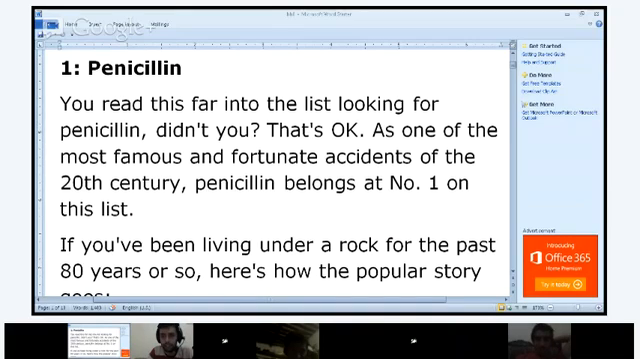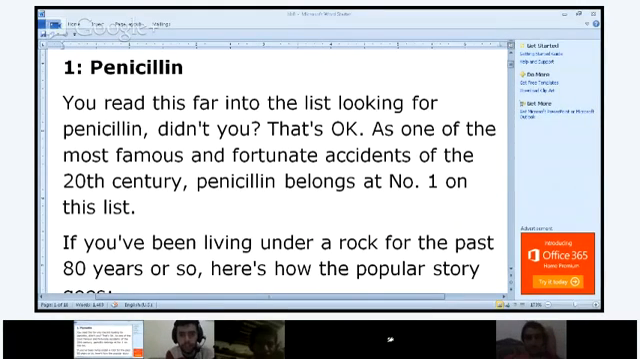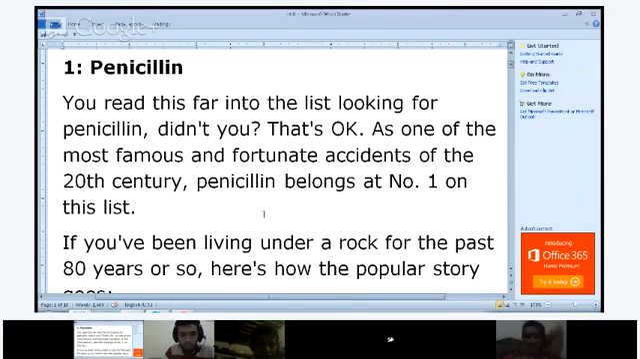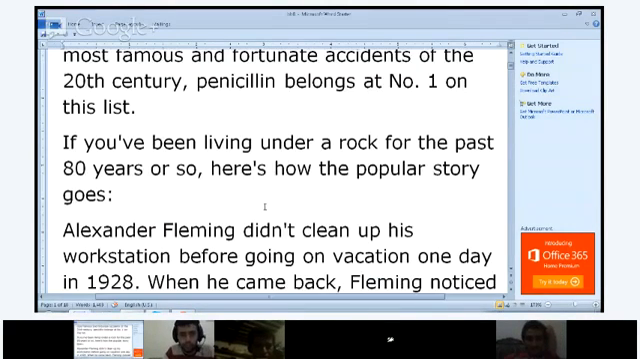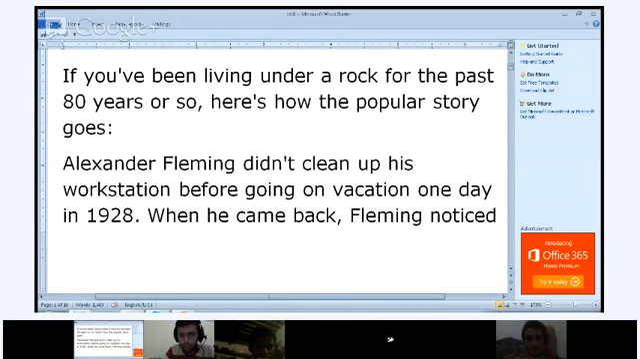Penicillin, yes. Just looking for the text. You read this far into the list looking for penicillin, didn't you? That's okay. As one of the most famous and fortunate accidents of the 20th century, penicillin belongs on no one's list. If you've been living under a rock for the past 80 years or so, here is how the popular story goes.